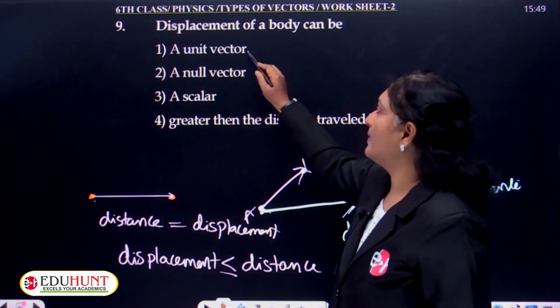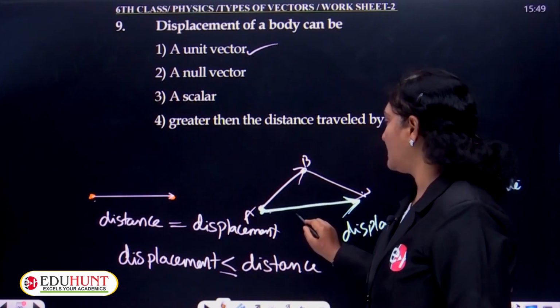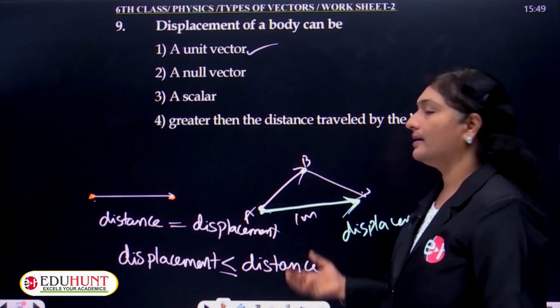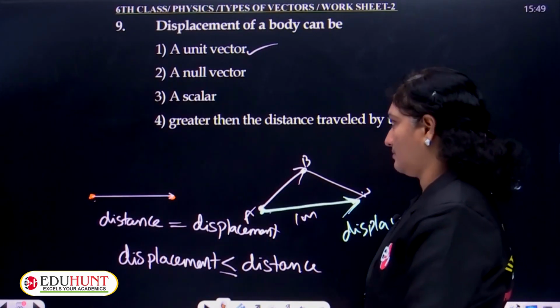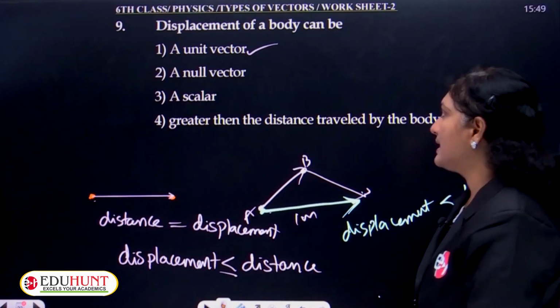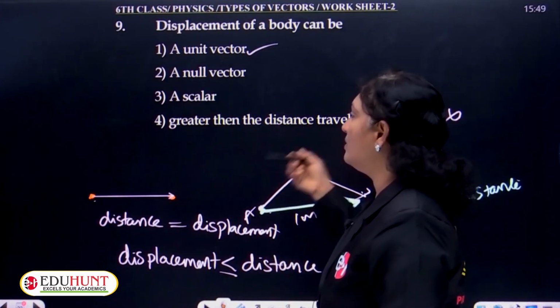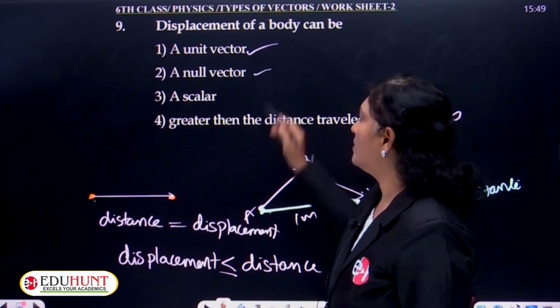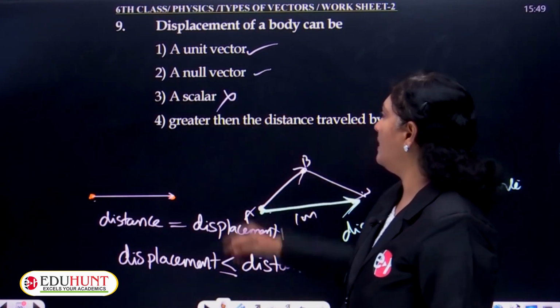So, greater than the distance travelled by the body is a wrong one. Yes, of course, displacement can be a unit vector. So, for example, it covers a distance of 1 meter or 1 centimeter. So, it can be taken as a unit vector whose magnitude can be 1 and some direction it must have. Displacement, of course, can be a null vector. Okay, possibility is there, but it can never be a scalar.